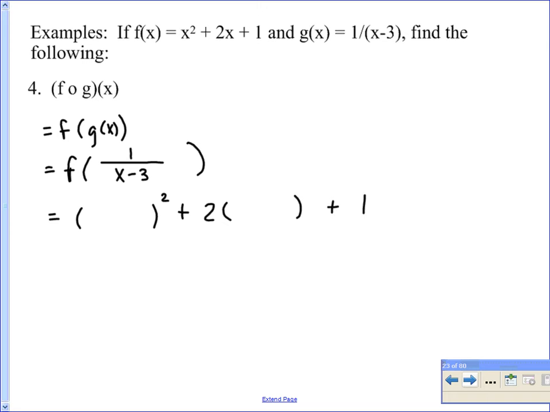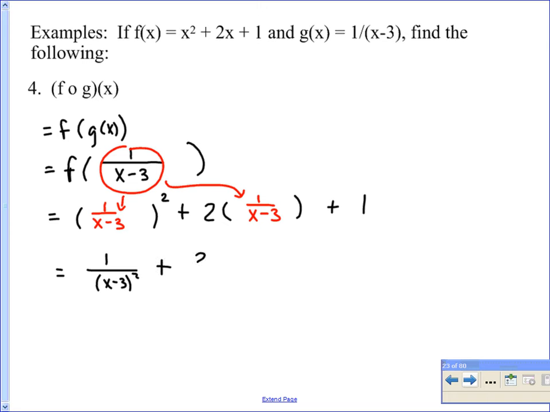Okay, that is my f. Now everywhere I have that, I'm putting in this. So this is going to be 1 over x minus 3, and this will be 1 over x minus 3. Okay, and so I simplify, and I get 1 over x minus 3 quantity squared, because if I square 1, I get 1, plus 2 over x minus 3 plus 1. And now, that's fine, we can leave it in that form. And so that's f of g of x.